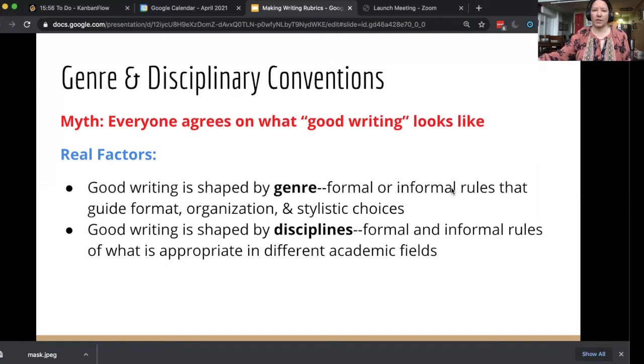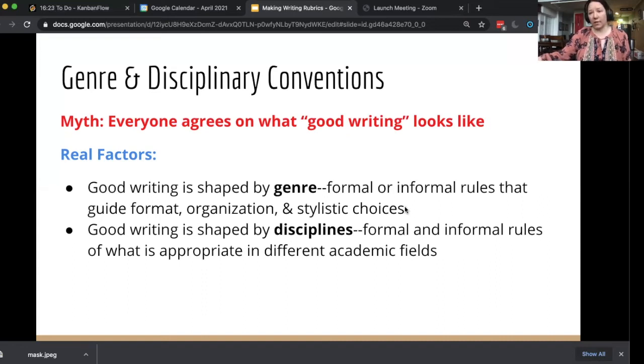All right, genre and disciplinary conventions. This is a type of terminology you might not want to use on a classroom-based rubric because your students might not understand it. However, you want to fight this myth that everyone agrees on what good writing looks like, and instead try to define how your particular writing that you're asking for in this assignment is defined by a particular genre or a particular discipline. So they're writing for a particular course, a particular field of study. They're writing in a particular style.